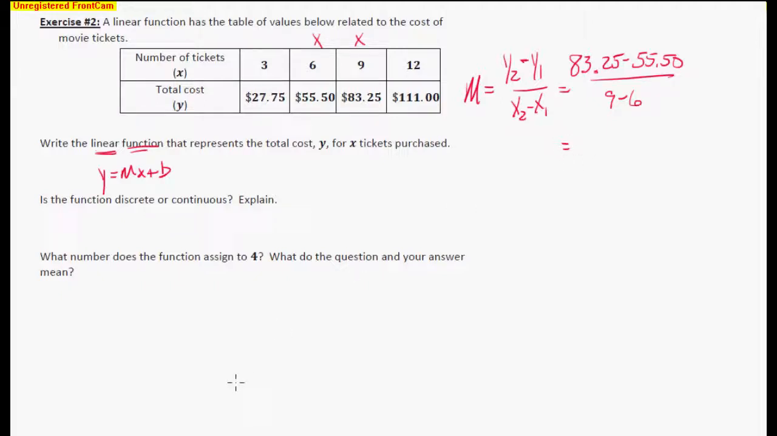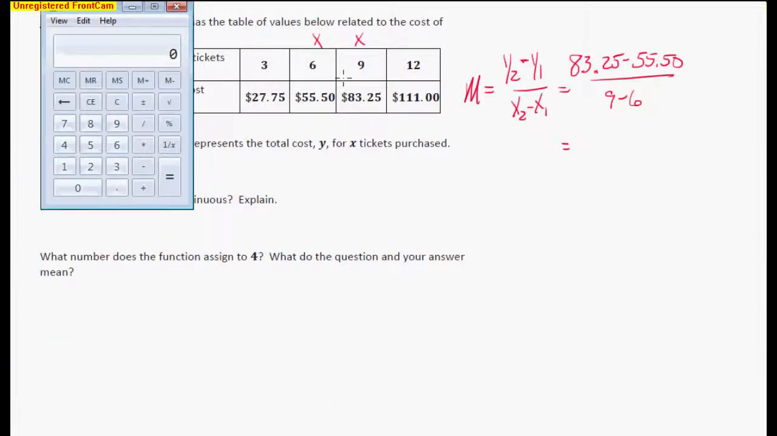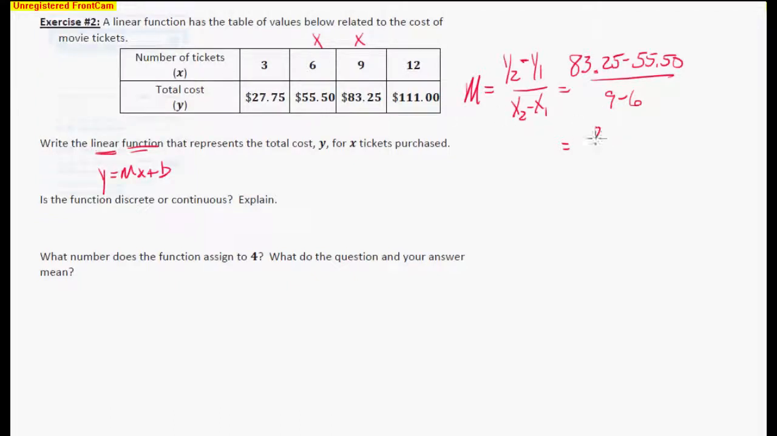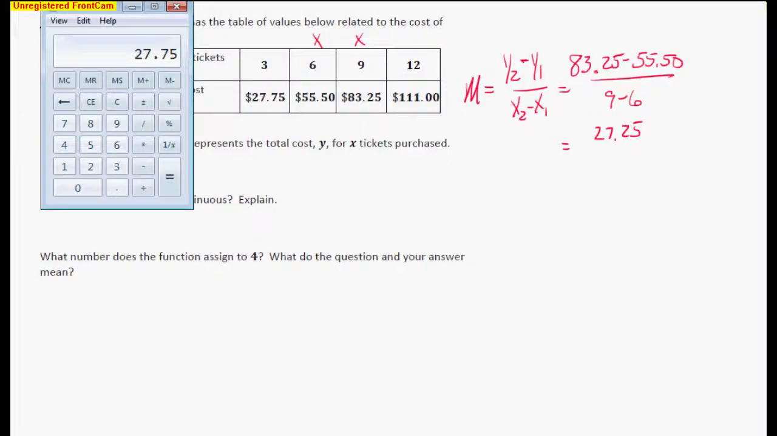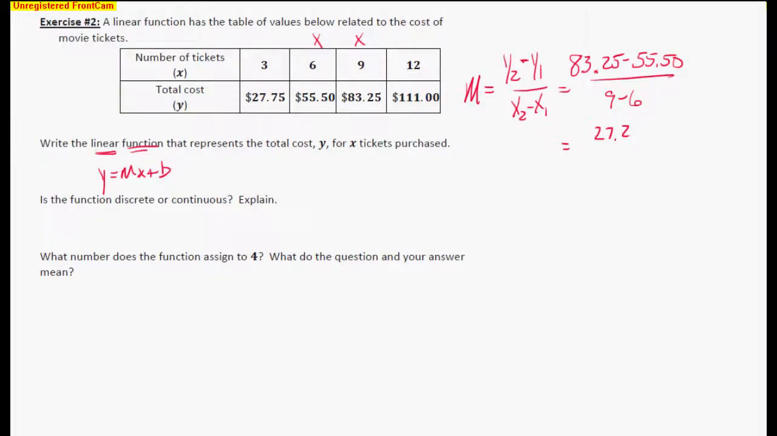All right, and we're going to get the old calculator out here and make sure we do this right. We're going to take 83.25 minus the 55.50, and we get 27.75. Okay, so that's going to be 27.75 right here.